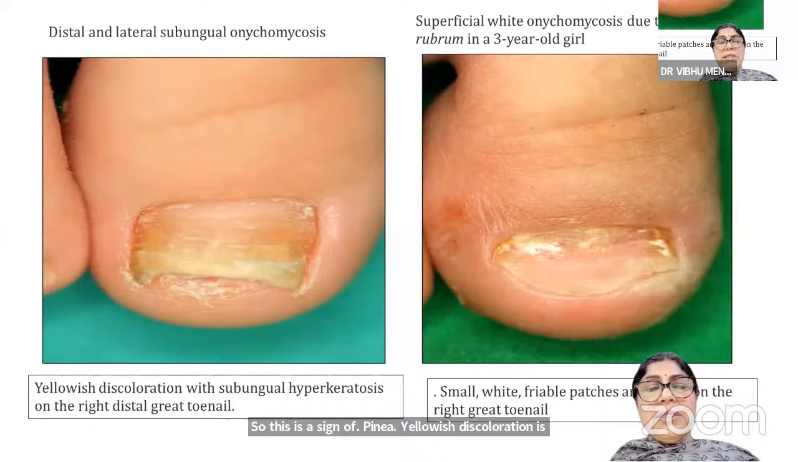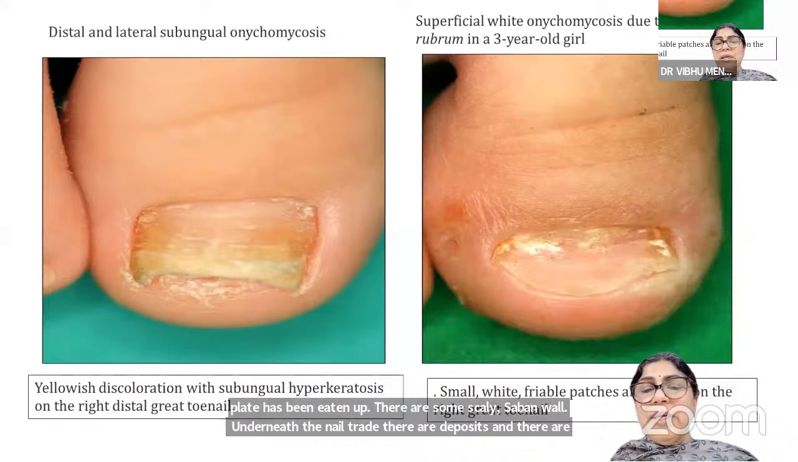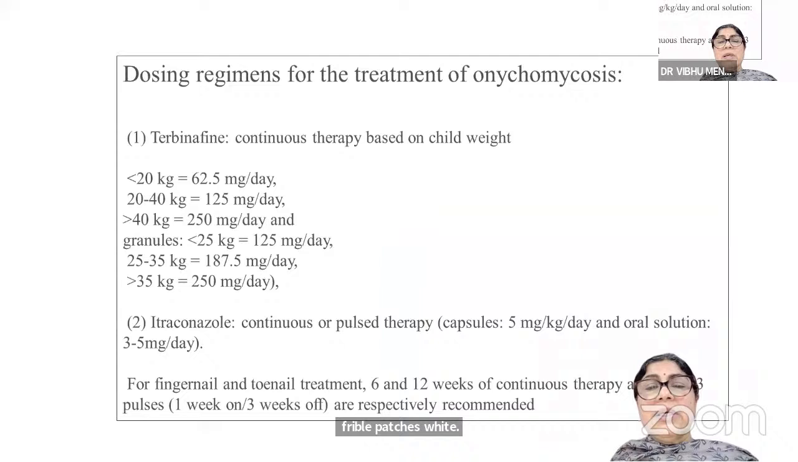As you can see, the distal nail plate has been eaten up. There are some scaly subungual deposits underneath the nail plate, and there are friable white patches. This is superficial white onychomycosis. So these are some of the pictures. Again, if there is involvement of the matrix of the nail plate, and if more than 50% of the nail plate is involved, then we have to give oral antifungal.